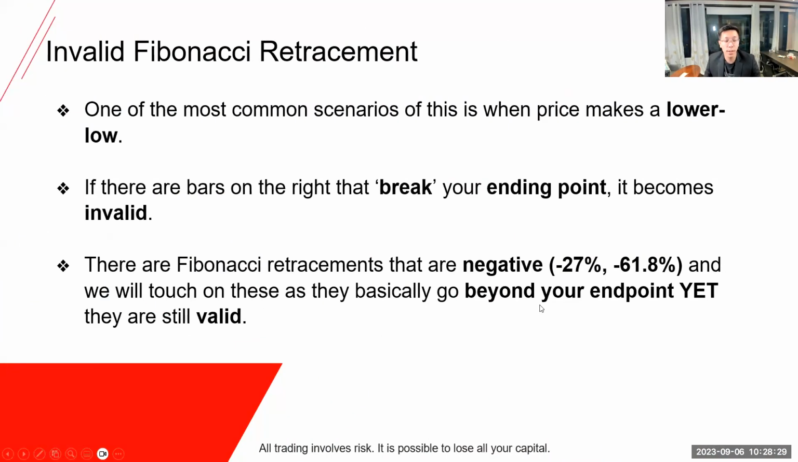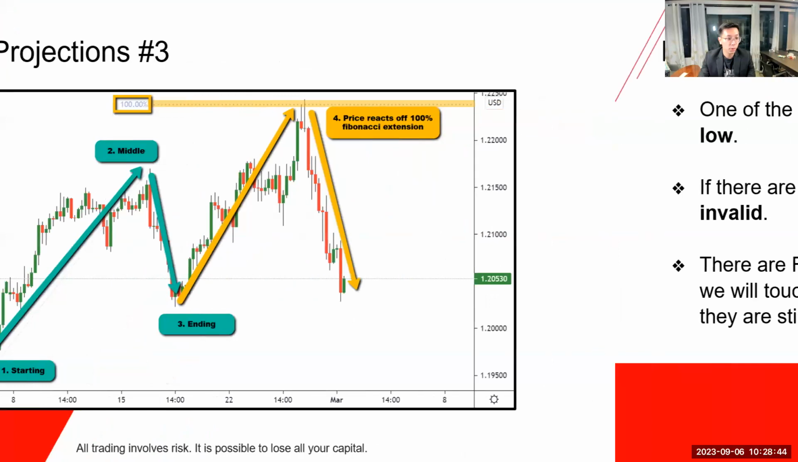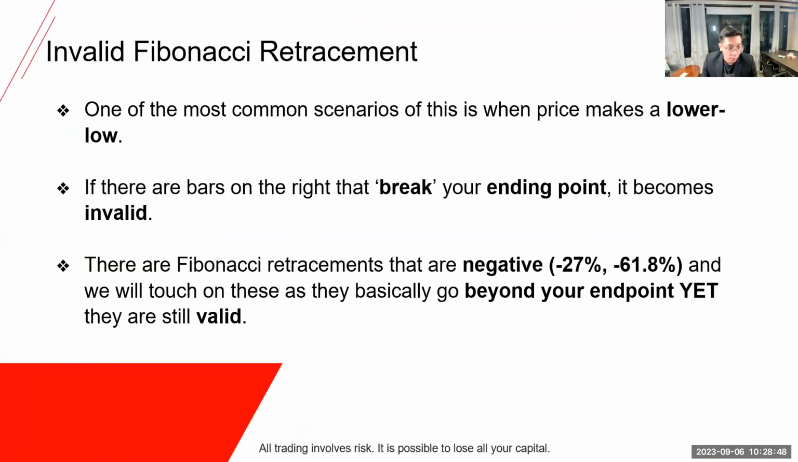Okay, so when does a Fibo retracement become invalid? One of the common scenarios is when price makes a lower low. Assuming you are drawing a Fib retracement from the top to the bottom, if there are bars on the right that break your ending point, it becomes invalid.